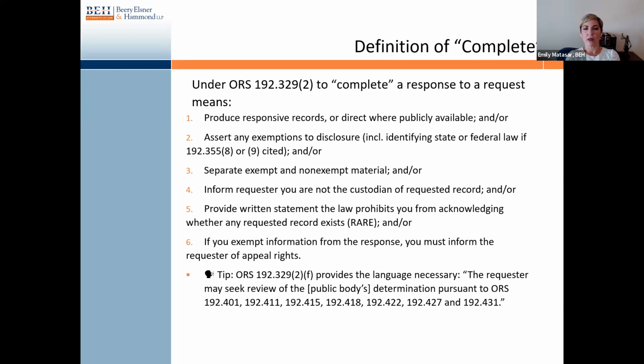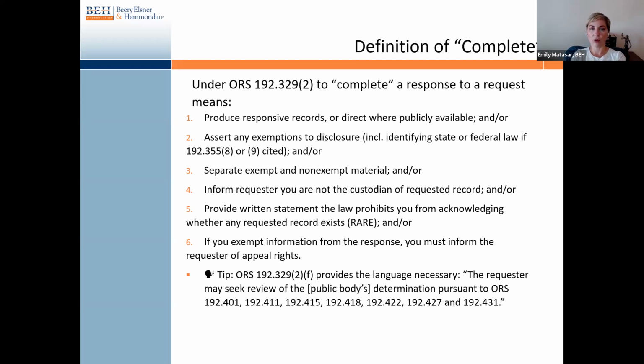Okay, so what does it mean to complete a response? The statute tells us, and each of these may or may not be necessary depending on the situation. Completing a response includes producing the responsive records or directing the requester where those records are publicly available. And I don't think I have this elsewhere in the presentation, but the more routine records you can post automatically somewhere publicly, it might feel like more work on the back end, but it creates less work for you on the front end, especially if it's records that are routinely requested. So that's another tip that I don't think made it. Post ordinances, meeting agendas, all that stuff already so that it is publicly available, so you don't have to field requests for it.